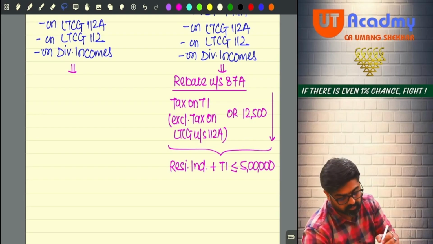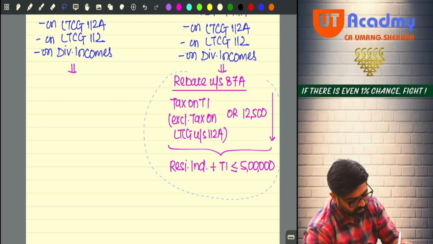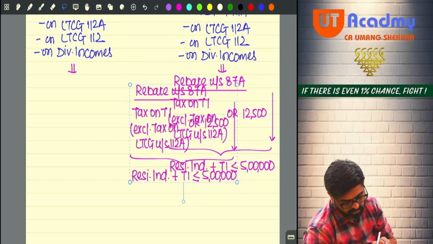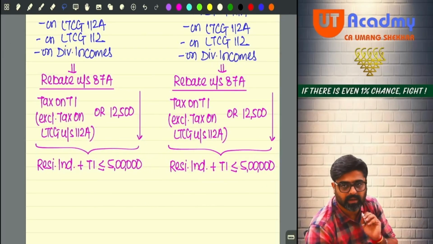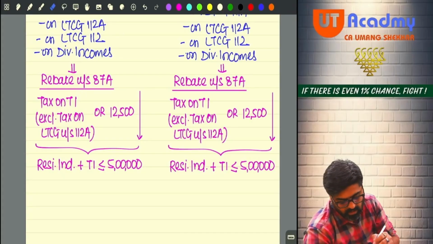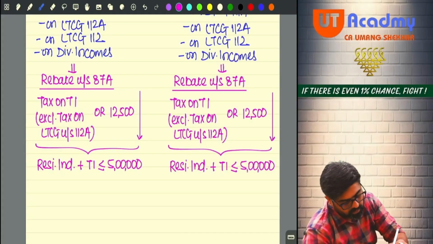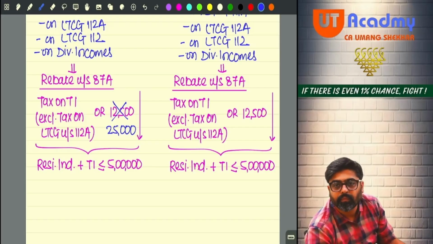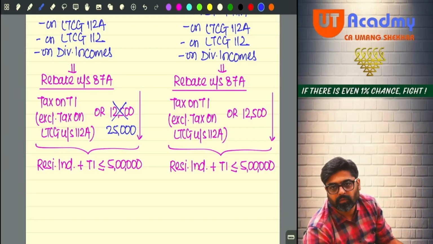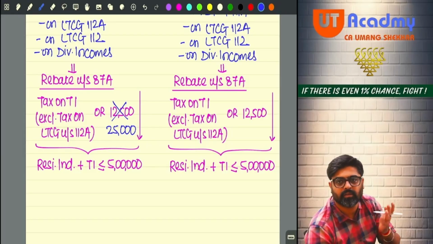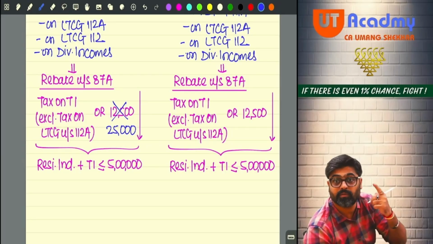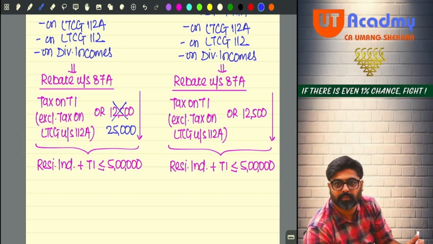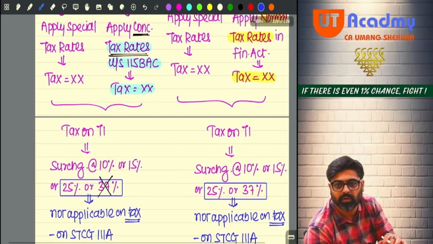If you will not shift out, come here. Same. Copy, paste. You are going to get rebate here also. But now the amount of rebate, instead of 12,500, will be 25,000. Everything else remaining the same. LTCG 112A tax cannot be claimed as rebate here also. But the amount of rebate will be 25,000, the maximum rebate under 115BAC. Okay?